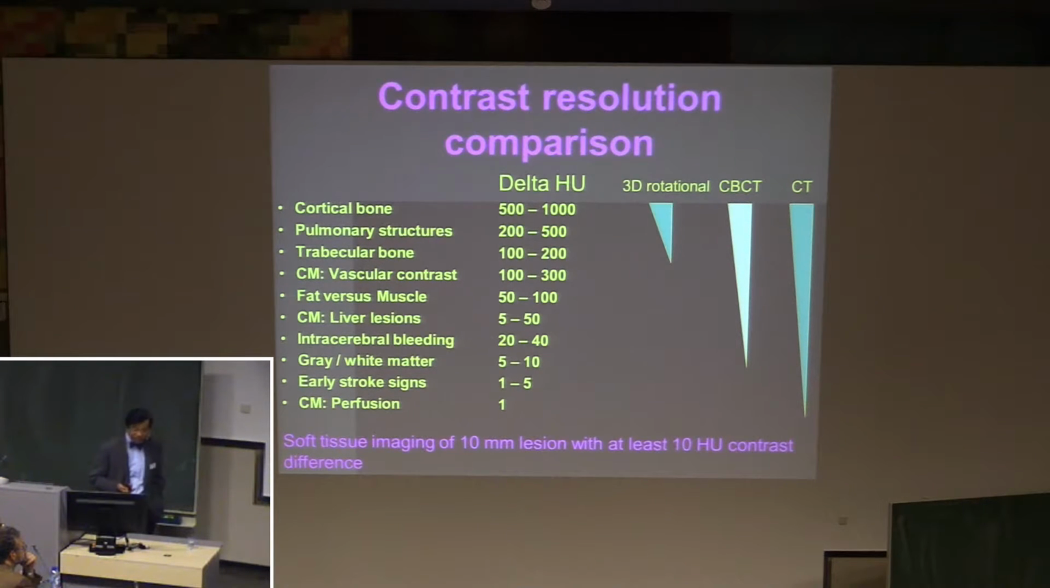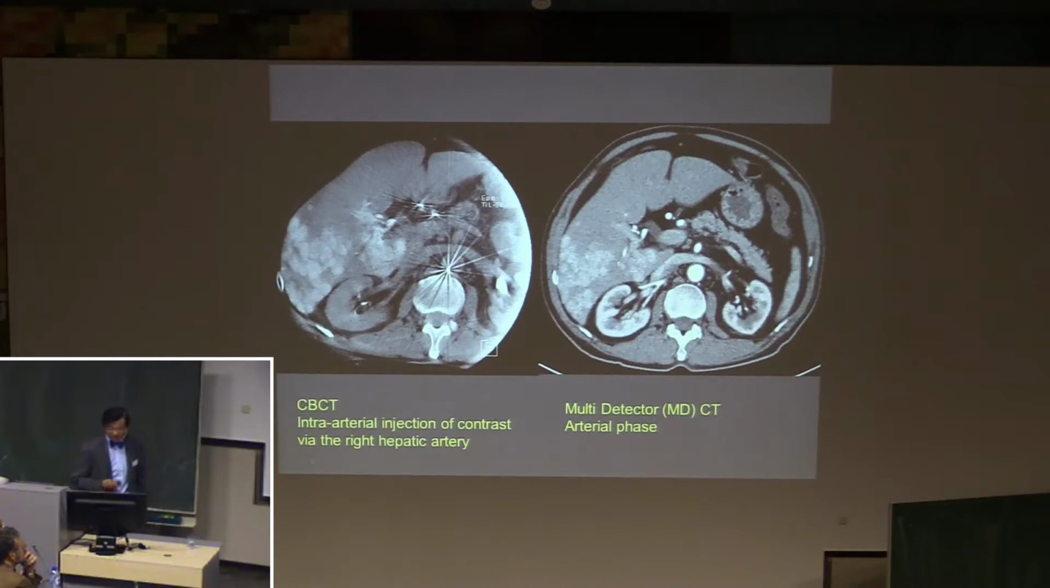Basically, it's able to image soft tissue of 10 mm lesions with at least 10 Hounsfield units contrast difference. How do we use it in our vascular interventions? Here's an example, very similar to how we use it with the CT scan room, and you can show that the quality of images is actually quite good. This is a diagnostic multi-detector CT of a hepatocellular carcinoma. This is with intra-arterial injection during Conebeam CT, and you can see the same lesions quite nicely.